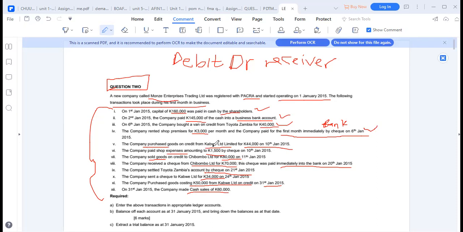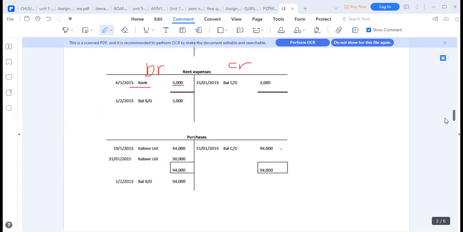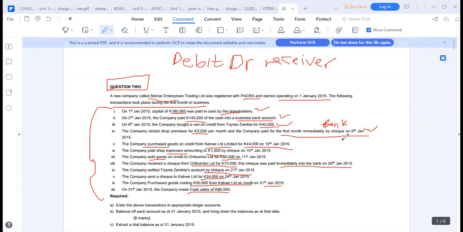The company purchased goods on credit from Carway. So purchases was on the receiving side, and Carway was on the giving side. Carway is our supplier. So purchases is on the debit side, and this is on the credit side. This is just about the accounting entry or treatment that we are supposed to go for. Then we go for the other one.